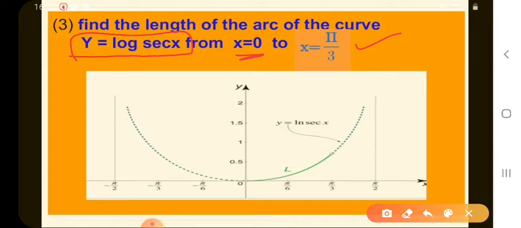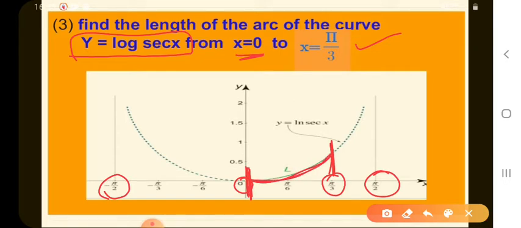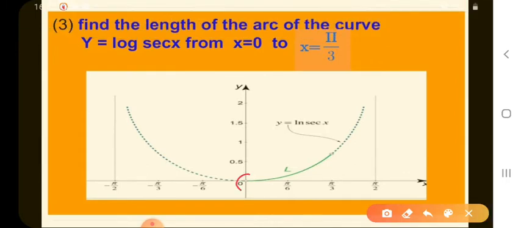So I draw the graph of log secant x. This is the graph of log secant x from minus pi by 2 to plus pi by 2. But here we want only from x equals 0 to x equals pi by 3. That means we have to find the length of this green curve, say L. Here we have to find the length of the arc from x equals 0 to x equals pi by 3. Here x equals 0 is the origin. Here the value of x equals pi by 3.